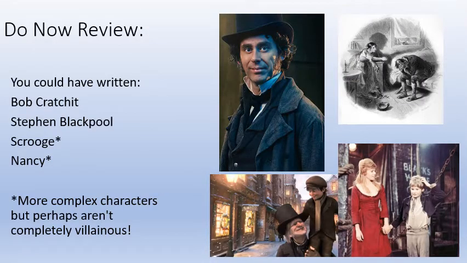You could have written Bob Cratchit, Stephen Blackpool, Scrooge or Nancy. Put a little asterisk next to Scrooge and Nancy because they're more complex characters, but they aren't completely villainous, are they? Scrooge quite obviously becomes a much better man at the end of A Christmas Carol. Nancy's even more complex than that. She's capable of doing bad things and good things, but she's very much trapped by the society she's been born into. But we'll go into that in a bit more detail in a bit. Hopefully you got most of those.